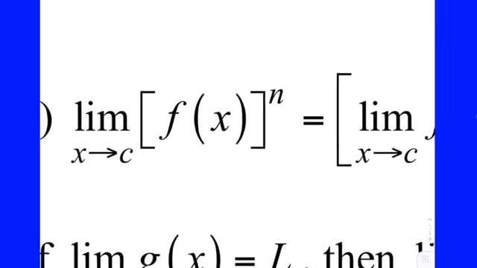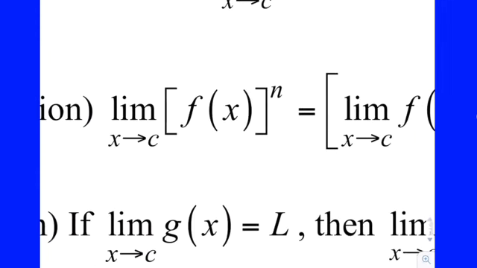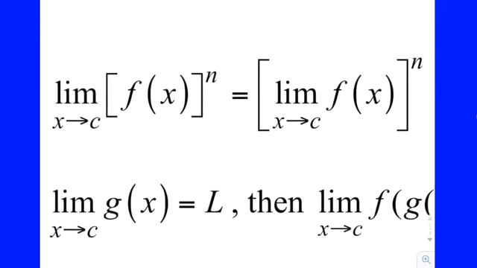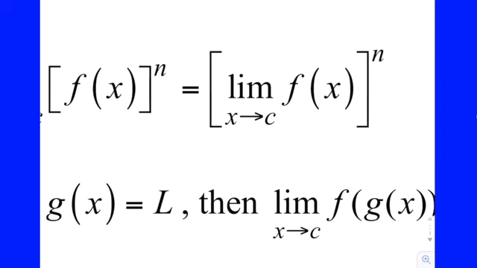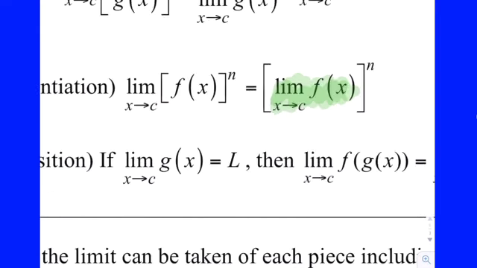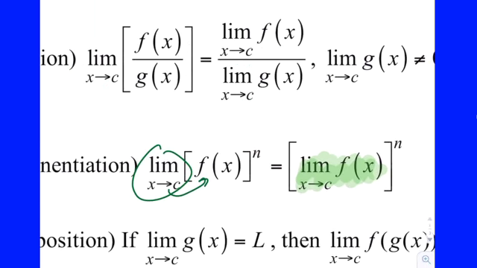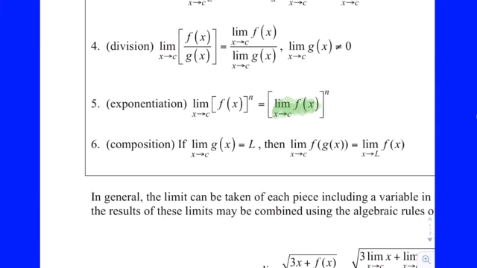This would be the exponentiation rule. Let's say you have a function raised to a large power. You could bring the limit inside, take the limit of the function first, and then take that result and exponentiate it. So again, what we're essentially doing in each of these is bringing the limit and putting it directly in front of every single variable piece in an expression. And we'll see this in action here in just a second.